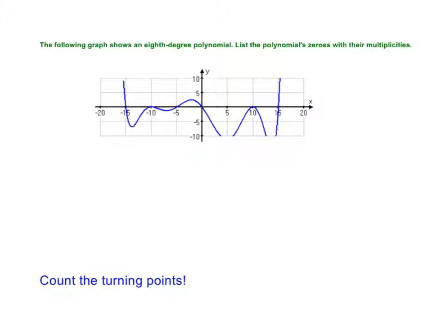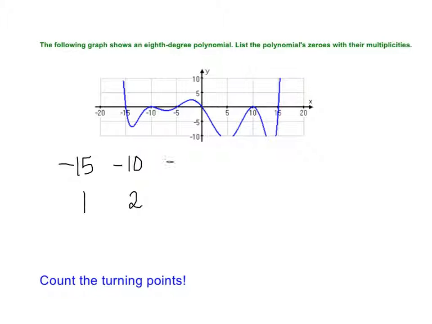Okay, so this graph, and it's a little bit cut off, but you can see it. The following graph shows an 8th degree polynomial. List the polynomial zeros and their multiplicities. Okay, so I'm looking here. There is a 0 at -15, and it is a cross, so its multiplicity is 1. There's another 0 at negative 10. It goes up to it, comes back down, a bounce. So that's a multiplicity of 2.